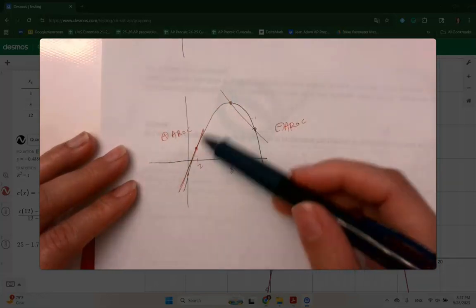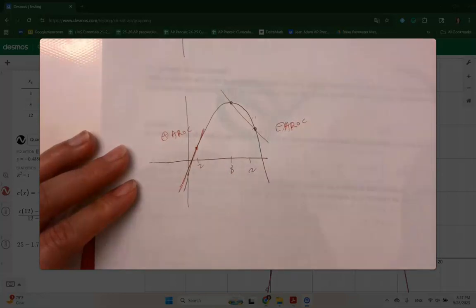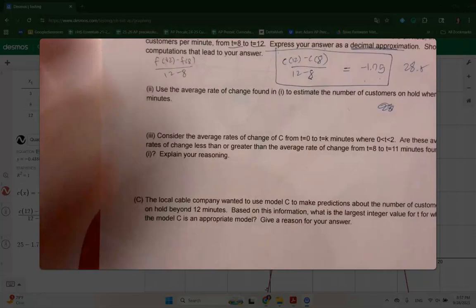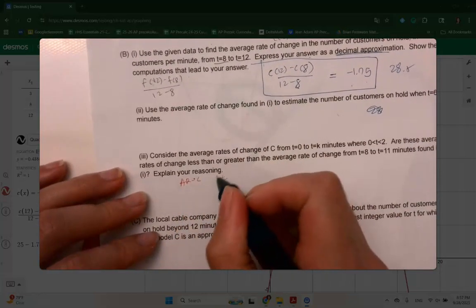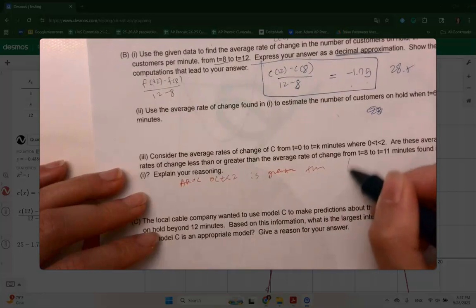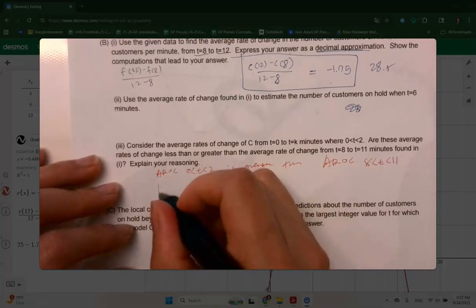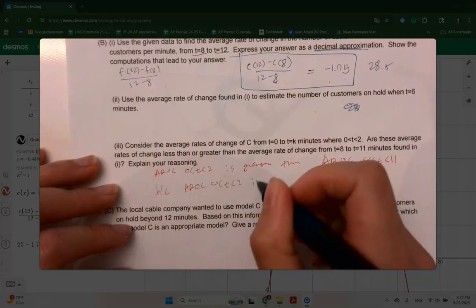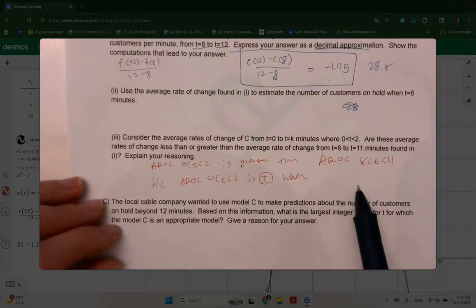So wouldn't the average rate of change between 0 and 2 be greater than the average rate of change between 8 and 12? I don't even have to compare different things because that's positive, that's negative. Obviously, that's bigger than that. So I'm going to say that average rate of change when t is between 0 and 2 is greater than between t equal to 8 and 11, because average rate of change between 0 and 2 is positive, whereas this average rate of change is negative.